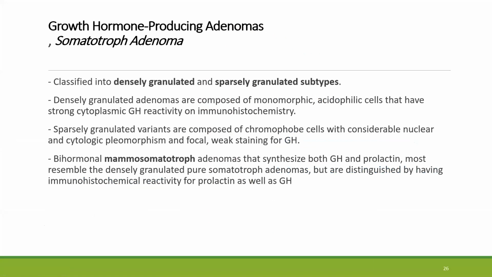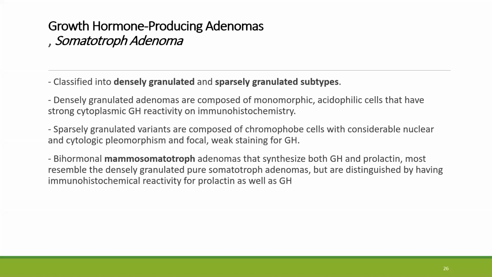So in the electron microscopic finding, we look at the granules, if it is densely or sparsely granulated. Sparsely means few granules. Densely granulated means too many granules. So densely granulated, sparsely granulated. Remember, in prolactinoma, the majority of cases are sparsely granulated. Here in the growth hormone adenoma, usually densely granulated, or it can even be sparsely granulated.